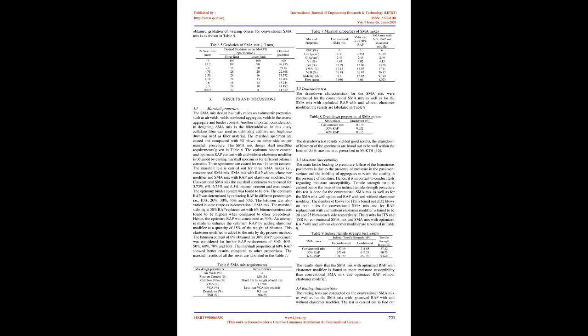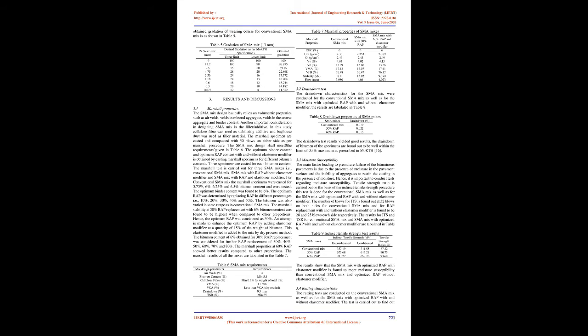The Marshall specimens are cast and compacted with 50 blows on either side as per Marshall procedure. The SMA mix design shall meet the requirements given in Table 6. The optimum binder content and optimum RAP content with and without elastomer modifier is obtained by casting Marshall specimens for different bitumen contents. 3 specimens are cast for each bitumen content.